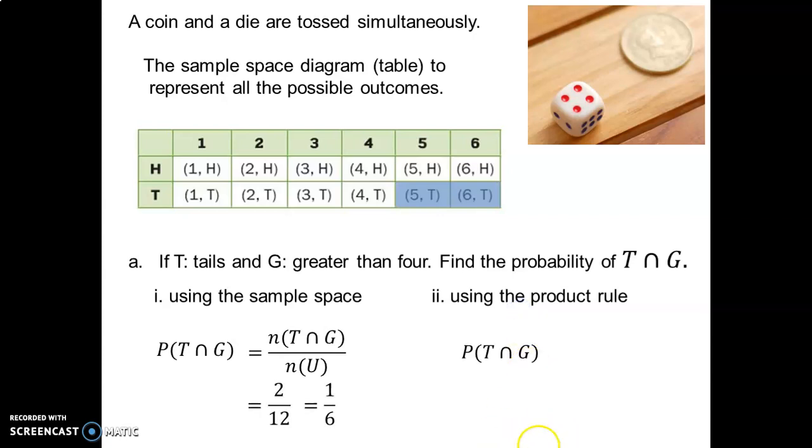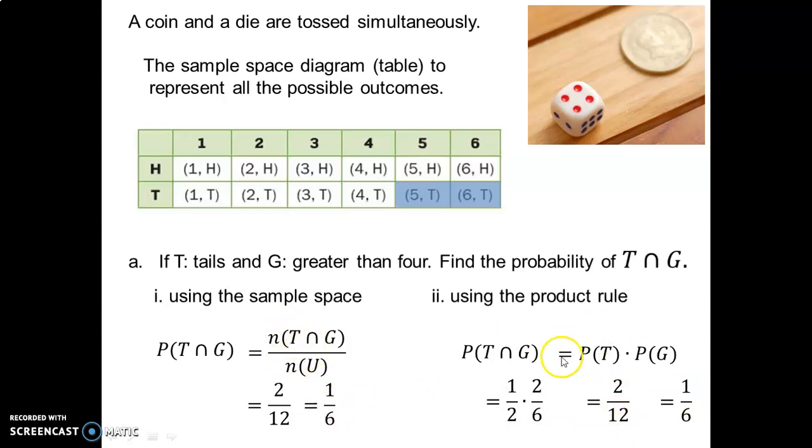Looking at the product rule, you can look at it as one thing happening then the other. So first you're going to flip the coin and get a tail, and the probability of getting a tail is 1/2. And then you're going to roll the die, and the chance of getting greater than 4 is 2 out of 6. So now using the product rule, we multiply those two independent events. 1/2 times 2/6 gives us 2/12, which is 1/6. The same answer is here.